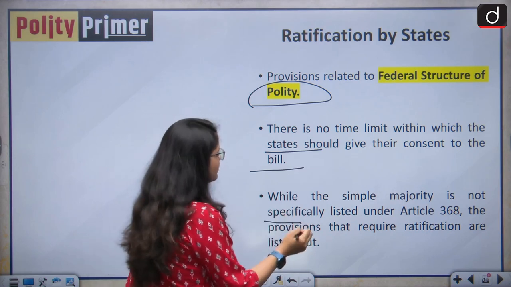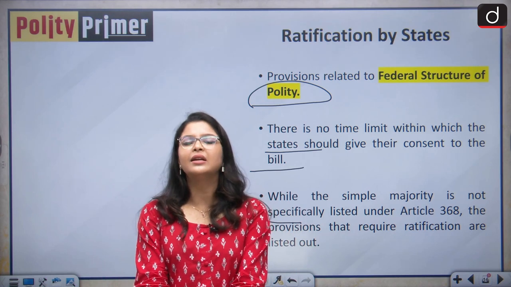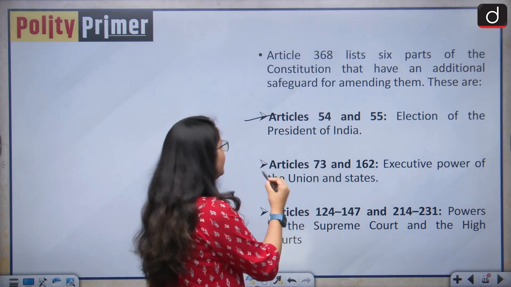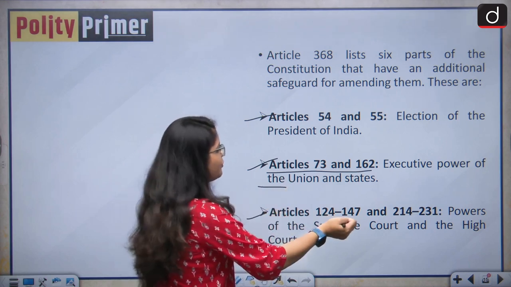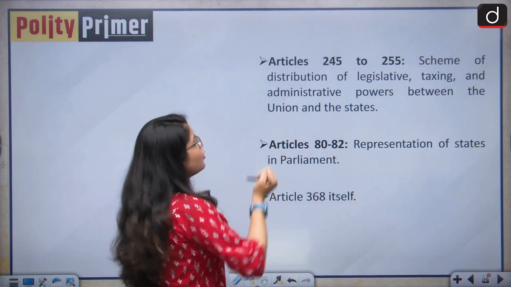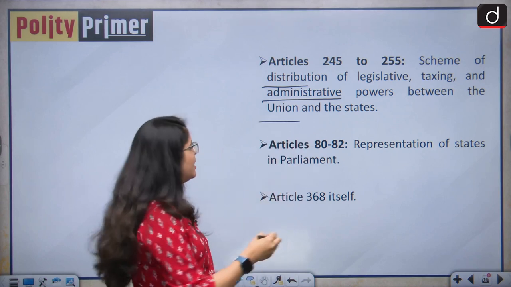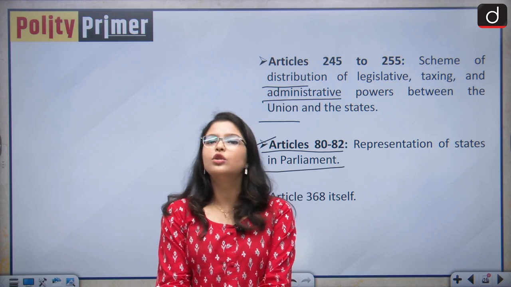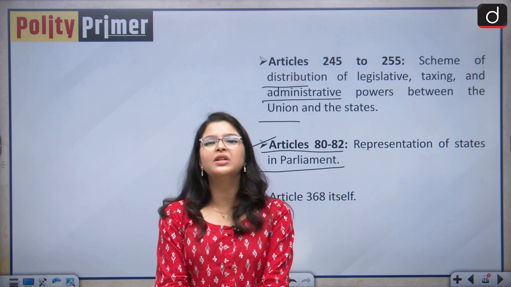Then, while the simple majority is not specifically listed under Article 368, the provisions which require the ratification by the states are specifically listed in Article 368, and these are Articles 54 and 55, which talk about the election of the President of India. Then there is Article 73 and 162, executive power of the Union and the States. Then there are Articles 124 to 147 and 214 to 231, powers of the Supreme Court and the High Courts. Then Articles 245 to 255, which talk about scheme of distribution of legislative, taxing and administrative power between the Union and the States. Then there are Articles 80 to 82, which talk about representation of the states in the Parliament, and Article 368 itself. So, to amend all of these articles, to bring a change or repeal something or to vary something in these articles, a ratification by half of the states is required.